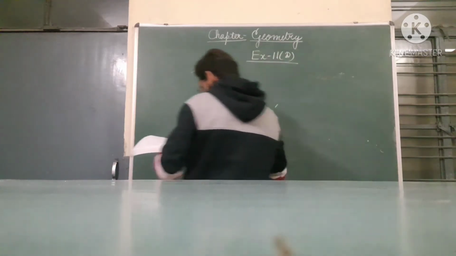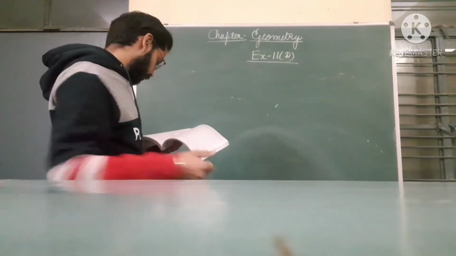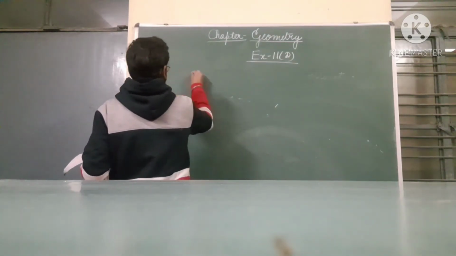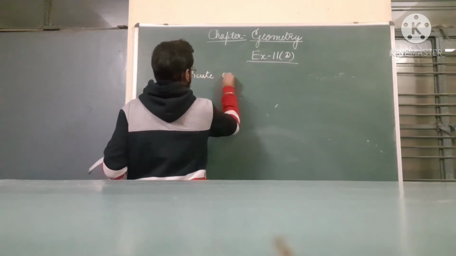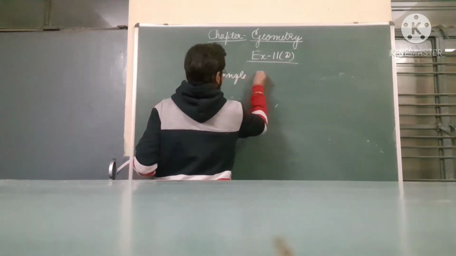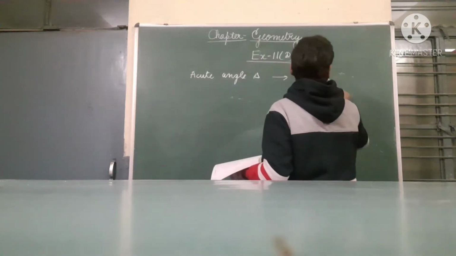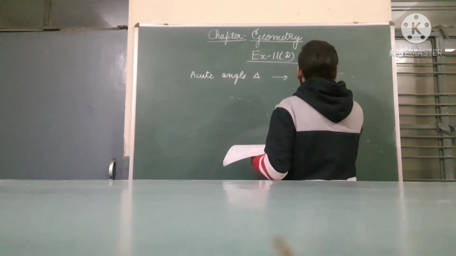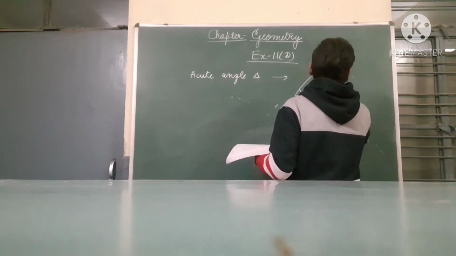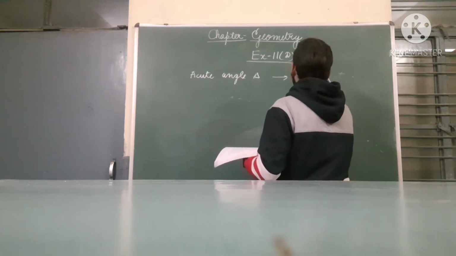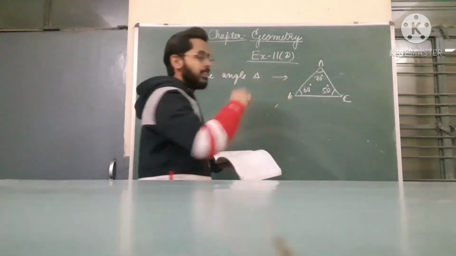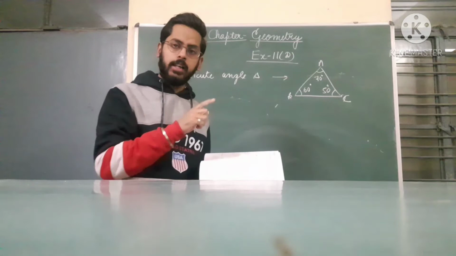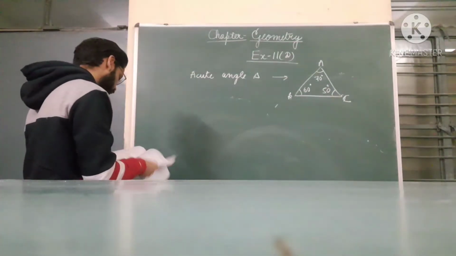Now the next is the acute angle triangle, in which all the angles are less than 90 degrees. Suppose it is given 70, 60, and 50. I am just supposing it. So as we can see, angle A is 70, which is less than 90, angle B is 60, which is less than 90, angle C is 50, which is less than 90. Therefore, it will be called an acute angle triangle.